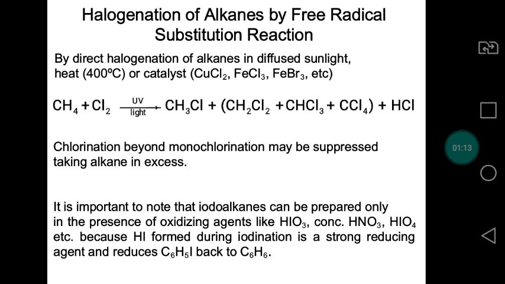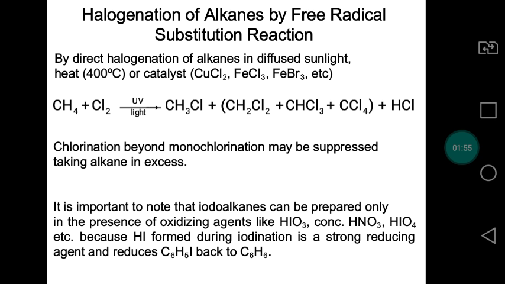Chlorination beyond monochlorination may be suppressed by taking alkane in excess. Means if you want to get only monochlorinated alkane, then we have to add excess alkane. It is important to note that iodoalkanes can be prepared only in the presence of an oxidizing agent like HIO3, concentrated HNO3, HIO4, etc. Because HI formed during iodination is a strong reducing agent and reduces the product back into the reactant. Means it is a reversible reaction.